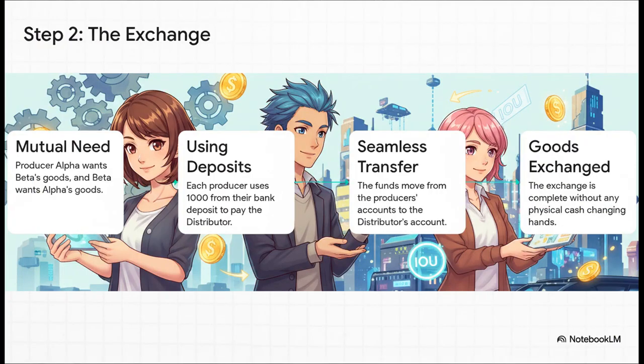Now comes the magic of the exchange. Alpha and Beta, they want a trade. So they use those demand deposits the bank just created, each transferring $1,000 from their accounts to the distributor to buy the other's products. It's a seamless transfer of numbers on the bank's books. No physical cash ever changes hands.